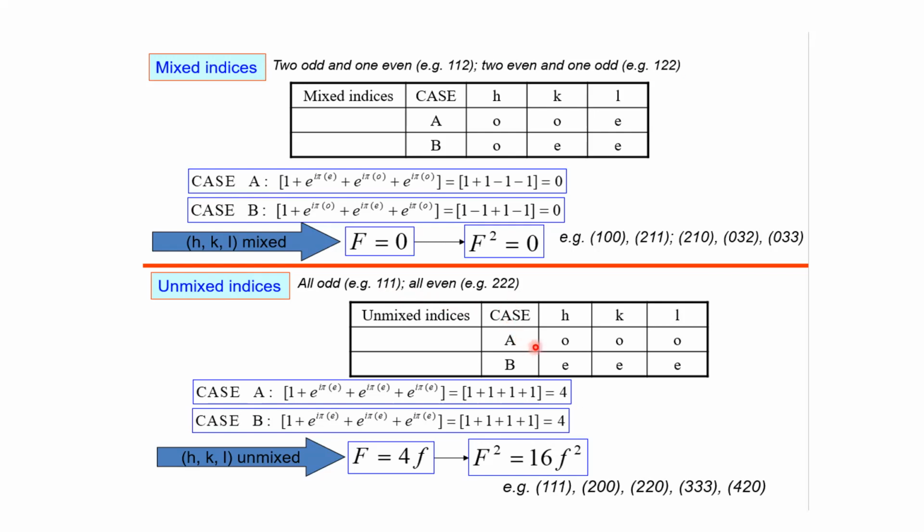So in this case also we have two cases: h, k, l are either all three odd or all three even. So in this case we get 1 plus e to the power even, so this would be 1 plus 1 plus 1 plus 1, that is 4. And when these are odd, then we can also get 1 plus 1 plus 1 plus 1, that is 4. So when h, k, l are unmixed, in that case we get F equal to 4f, and F square equal to 16f square. Thank you.